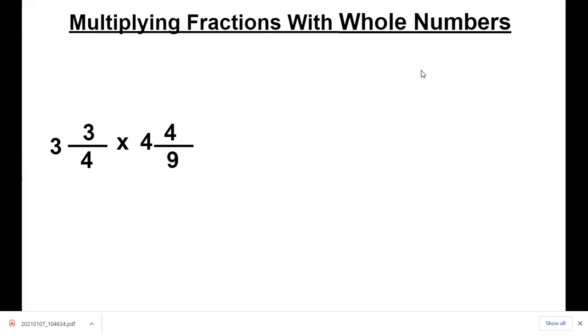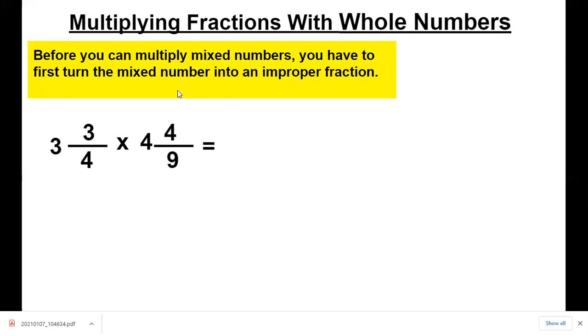Okay, how do we do this? Well, we first have to change our fractions into improper fractions. So before you can multiply mixed numbers, you have to first turn the mixed number into an improper fraction. So how do I turn a mixed number into an improper fraction? Well, it's the whole number times the bottom plus the top.